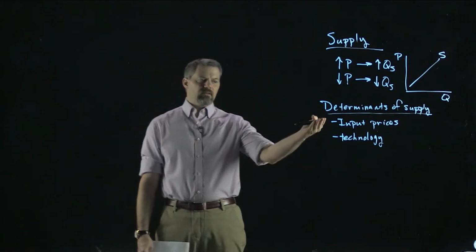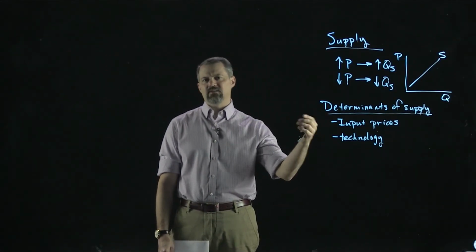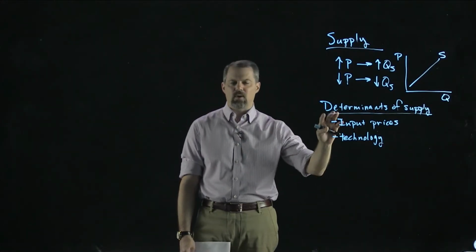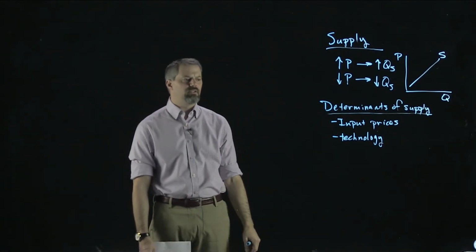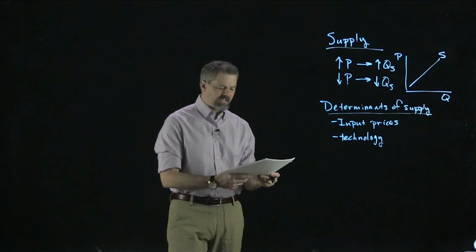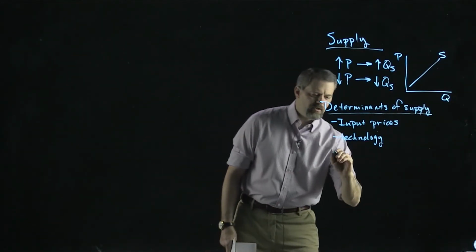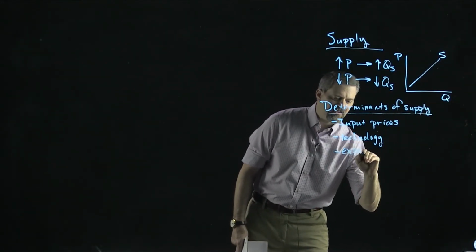Now, just because they have the same impact doesn't mean that it's not useful to break them apart and talk about them separately. So that's why we do. So technology is the second determinant of supply. The third one, we'll think about the expectations of the sellers.